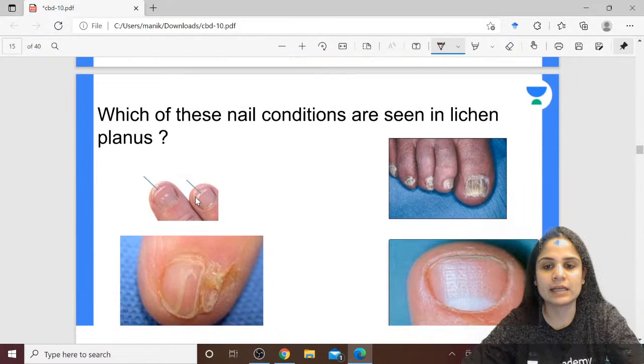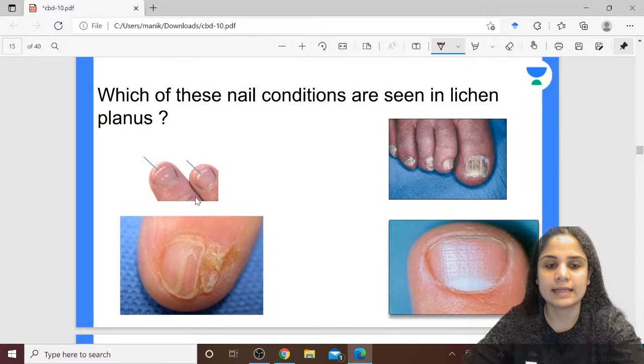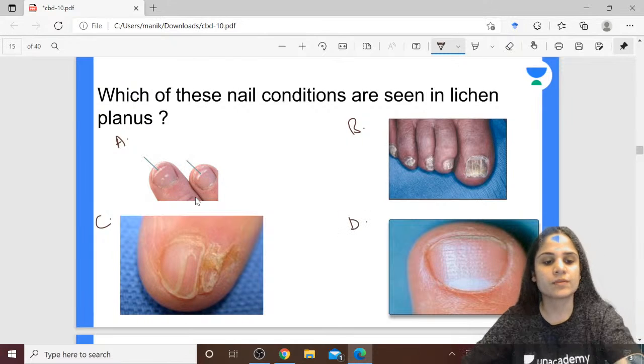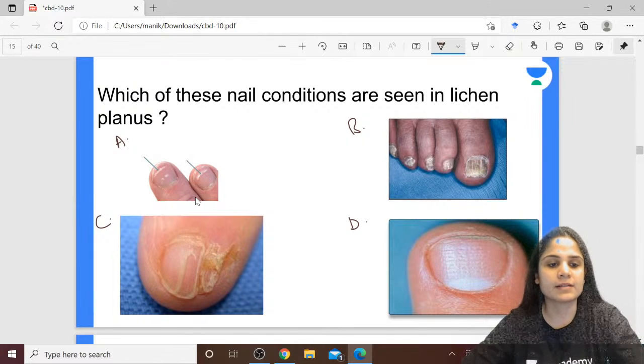Which of these nail conditions are seen in lichen planus? So I'm giving you four options A, B, C and D. And you have to tell me which of these nail conditions are seen in lichen planus. Along with that, you also have to identify individually all four of these nail conditions for me.